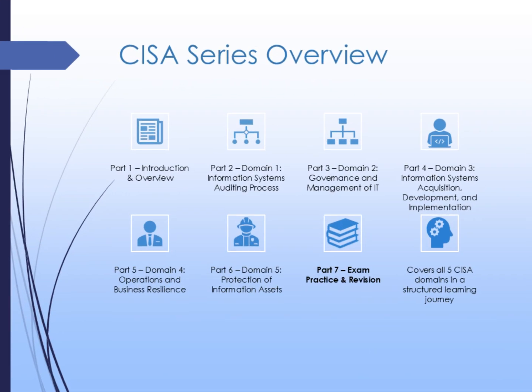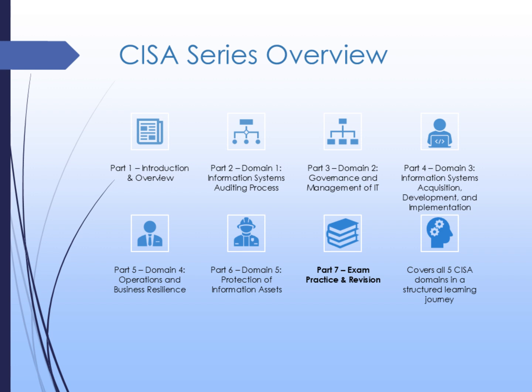Before we jump into the exam preparation and practice questions, let's take a quick step back and look at the full journey we've covered throughout this CISA series. We started with Part 1, where we introduced the CISA certification itself, what the exam is about, how it is structured, and the mindset needed to approach it successfully. From there, we moved into Domain 1, the information systems auditing process. This is really the foundation of the certification, covering risk-based auditing, audit planning, evidence collection, testing techniques, and reporting.